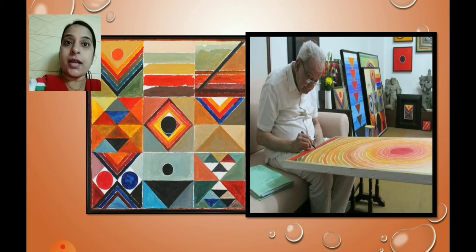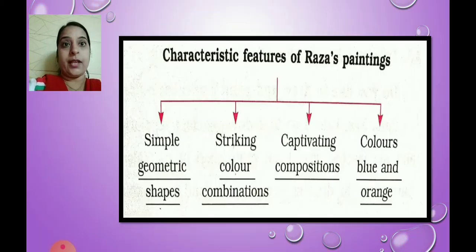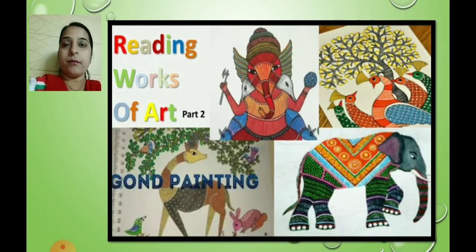He had abstract styles of painting, and the characteristic features of Raza's paintings were simple geometric shapes, striking color combinations, captivating compositions, and the colors blue and orange. Now children, today we will proceed with part 2. We will be proceeding with 3.2 Reading Works of Art, part 2.